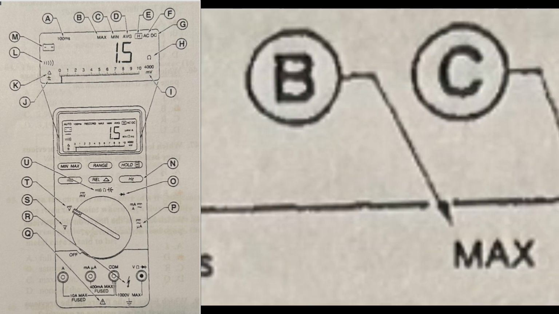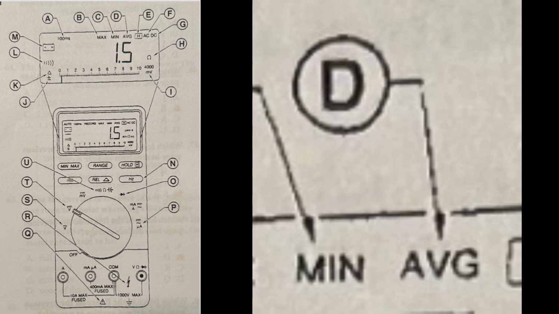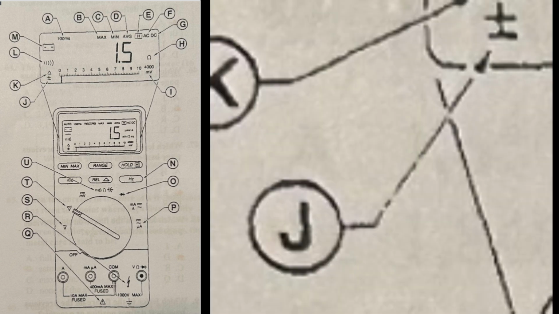B for maximum. Which letter for relative mode? K for relative mode. Which letter for average? D for average. Which letter for positive or negative?